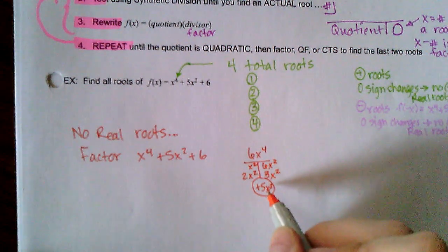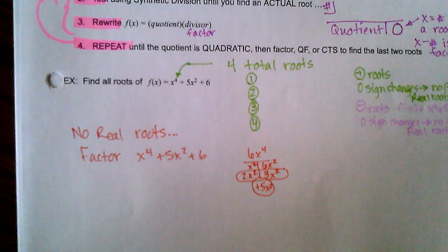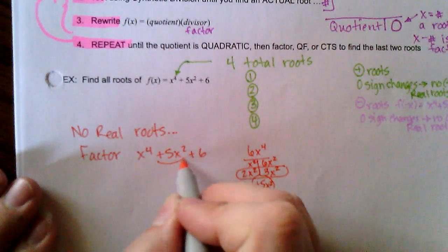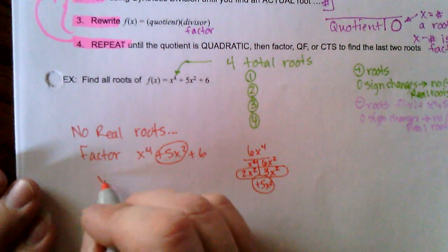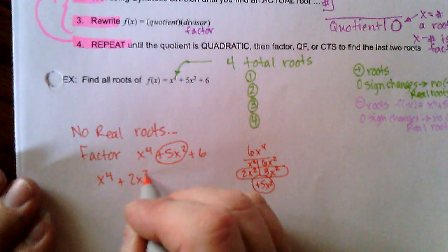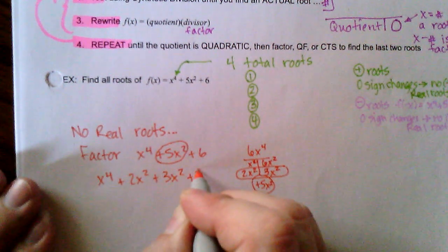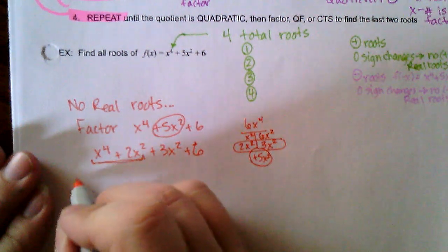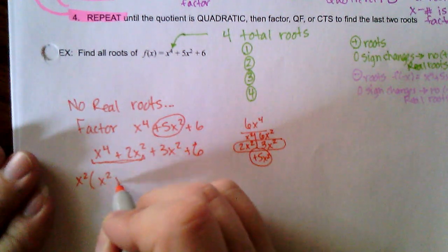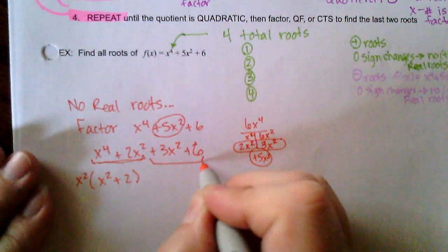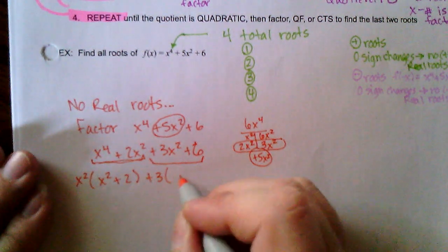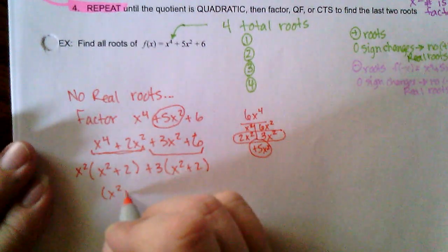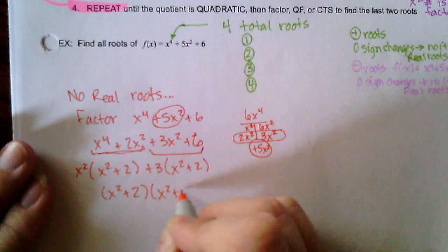1x squared plus 6x squared would be 7, so the one that's going to work would be the 2x squared and 3x squared. So then I rewrite this term using those. So I have x to the fourth plus 2x squared plus 3x squared plus 6. Group these two together. I can take out an x squared. So I'd have x squared plus 2 left. Group these two. I can take out a positive 3 and have x squared plus 2 left. So then that would factor to x squared plus 2 times x squared plus 3.